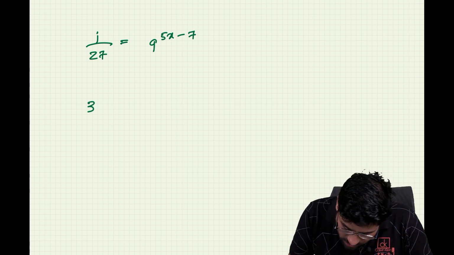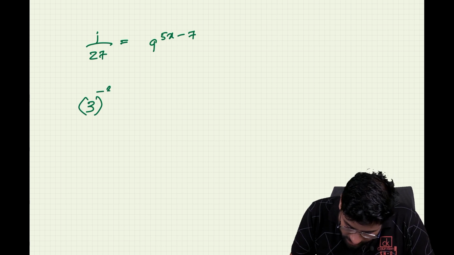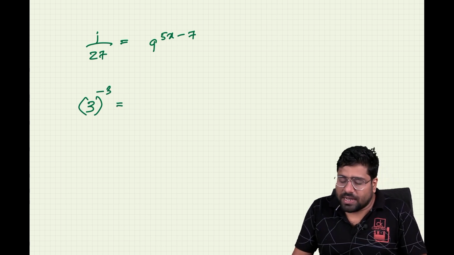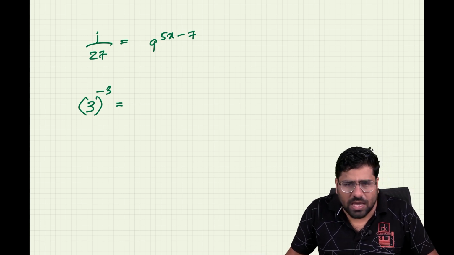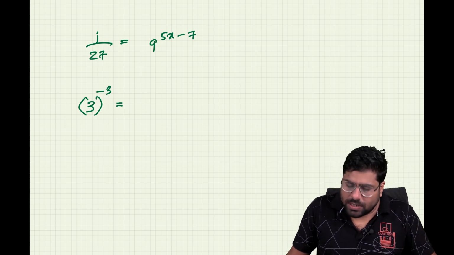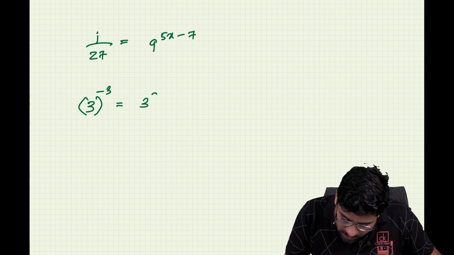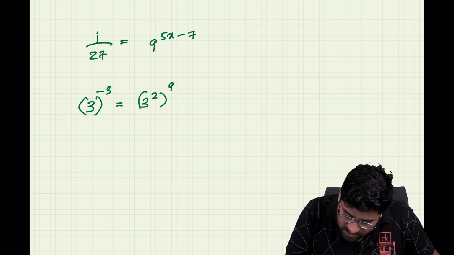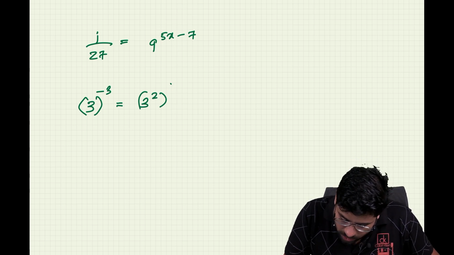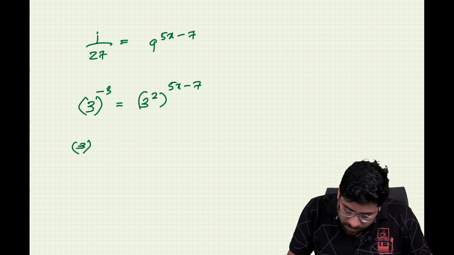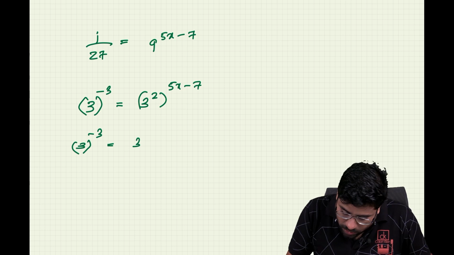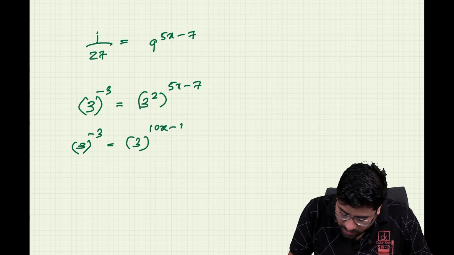So it is going to be 3 to the power of minus 3. Now how did I get 3 to the power of minus 3? The negative sign is for taking it upwards, and minus 3 is of course because of 3 cubed is 27. Now the right side is going to become 3 squared, the whole raised to 5x minus 7. Now we can again do the simplification. 3 raised to minus 3 is equal to 3 to the power of 10x minus 14.